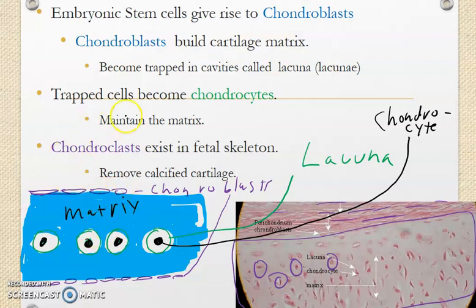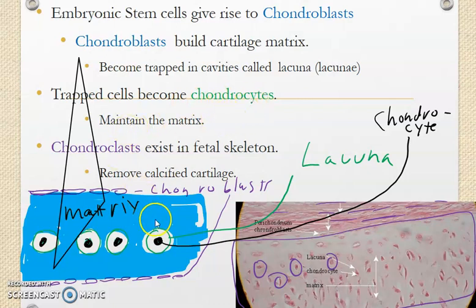Now, chondroblasts are the building cells. Our trapped cells that become chondrocytes, they maintain the matrix, so they're maintaining the matrix. Then in the fetal skeleton, there's chondroclasts. They remove calcified cartilage, and this does not exist in the adult skeleton. How hard was that to say?